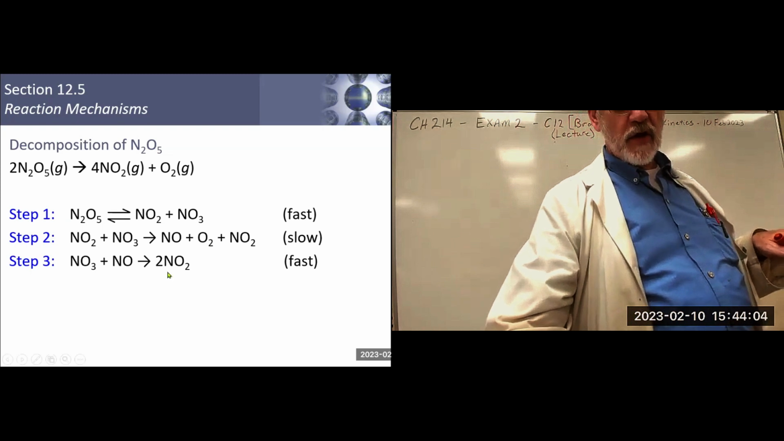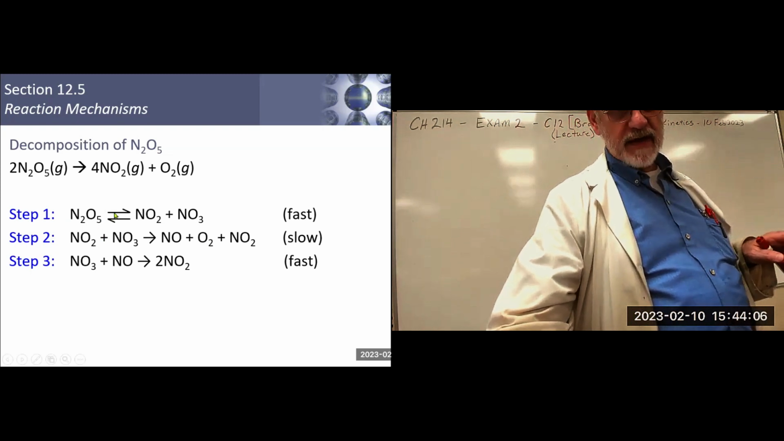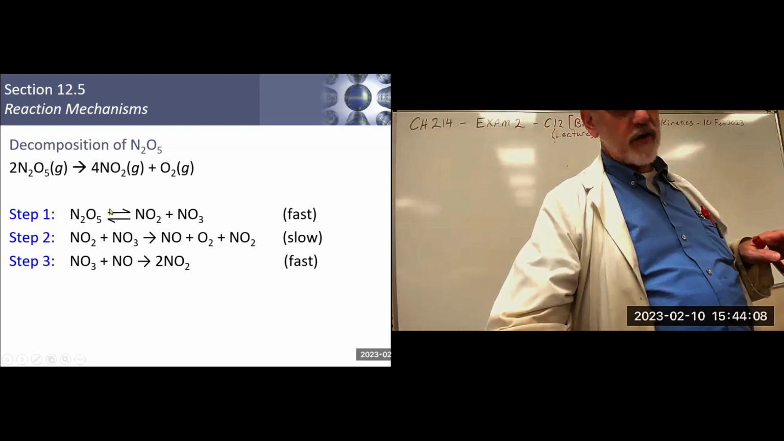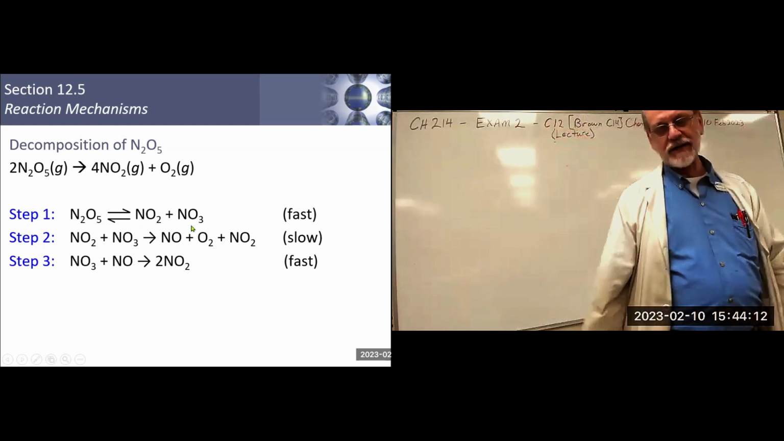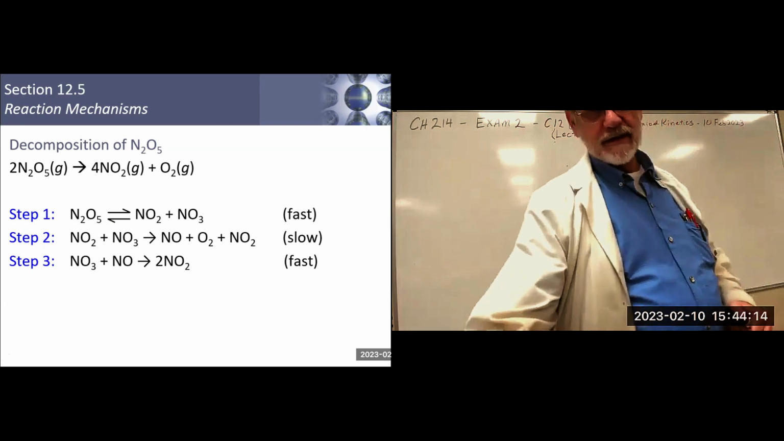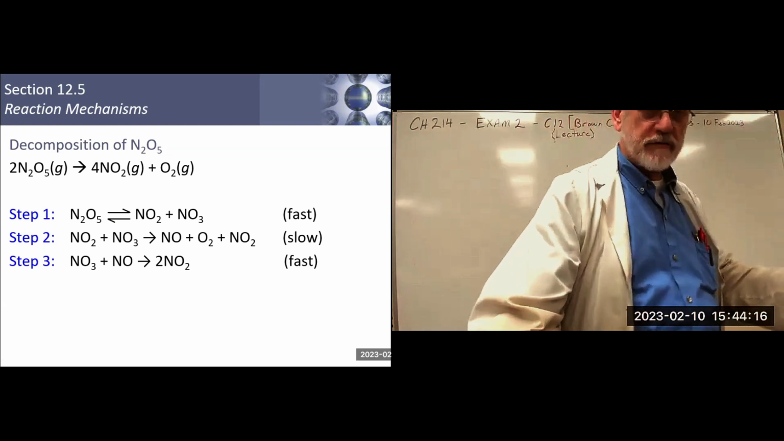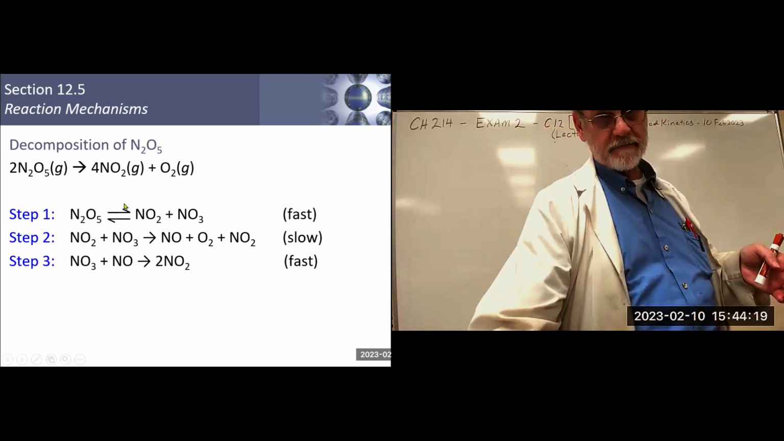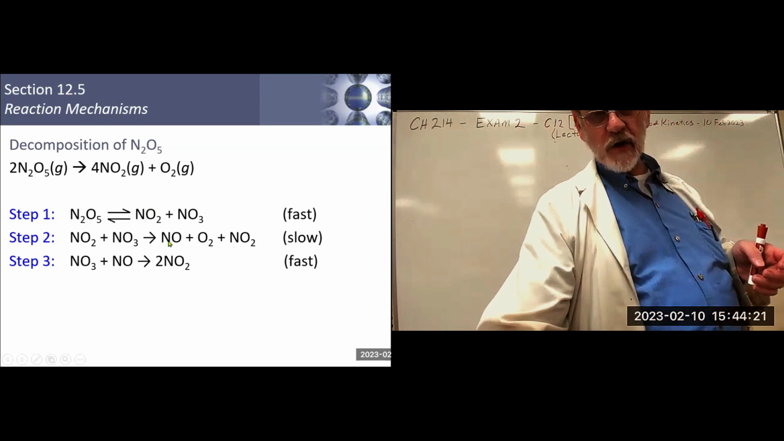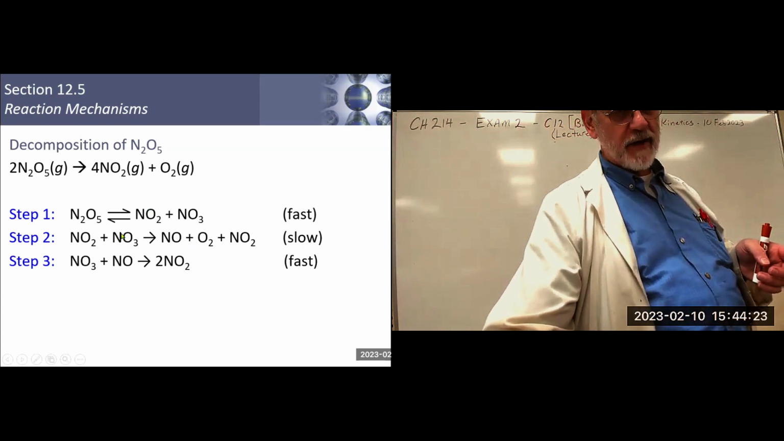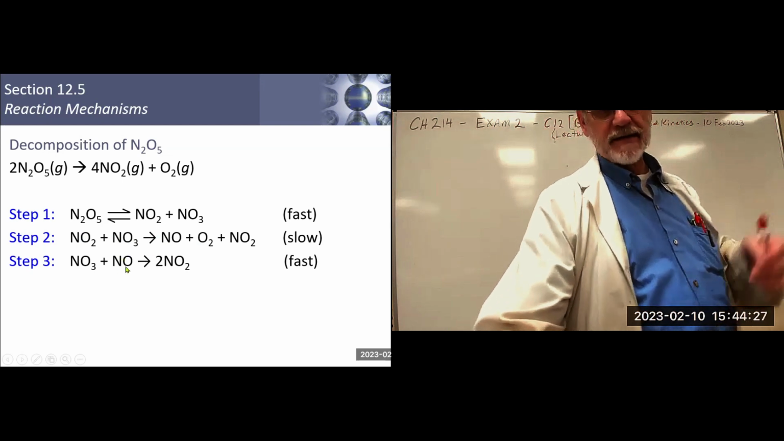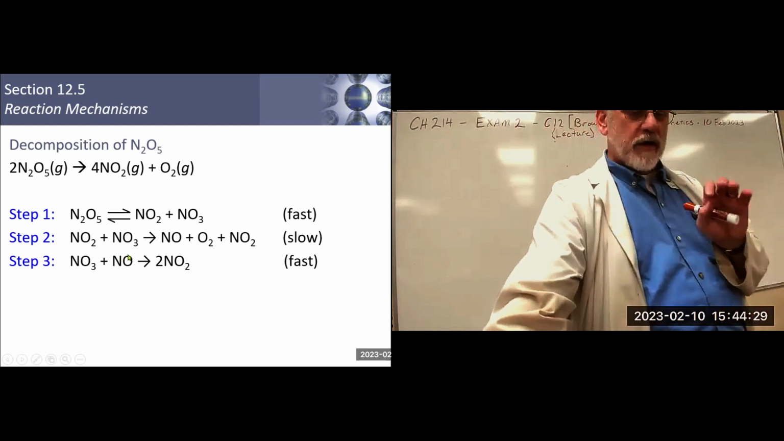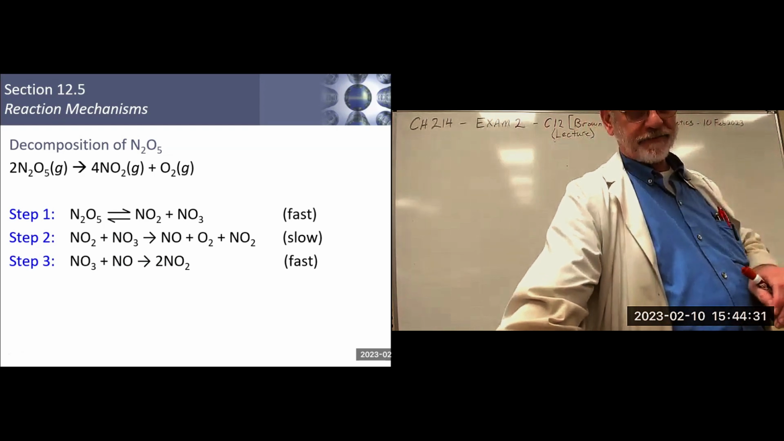The first one is known as a fast equilibrium. That means it's occurring so fast in both directions that the forward rate is equal to the reverse rate. That's what we're saying. And then this is the slow step. So this is the rate determining step right here, this second step. And then the last step is fast. So really all we want to know is which one is the slow step.